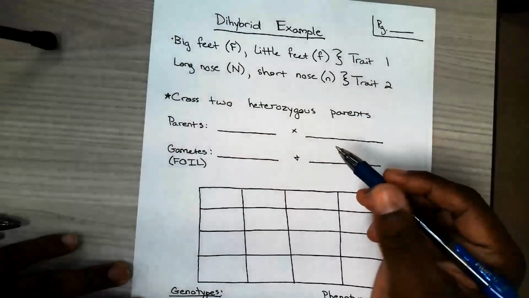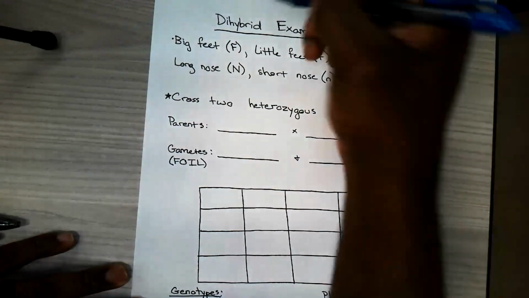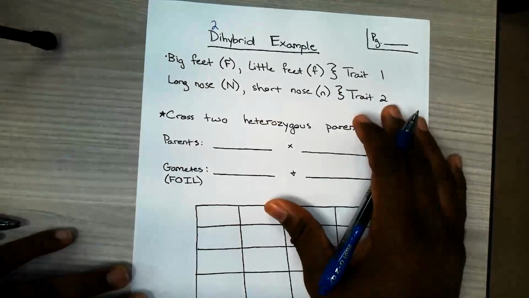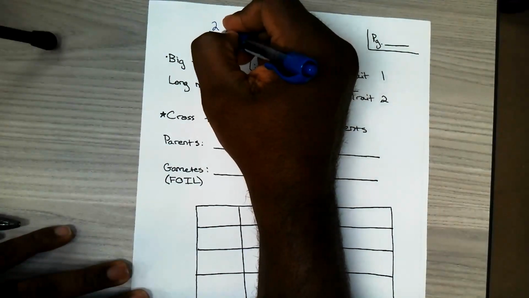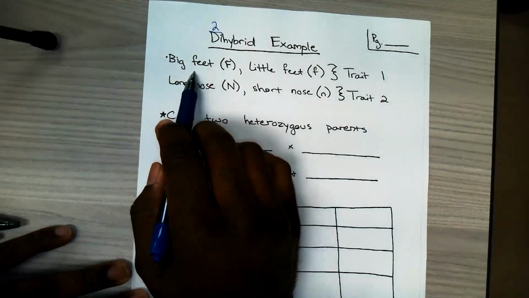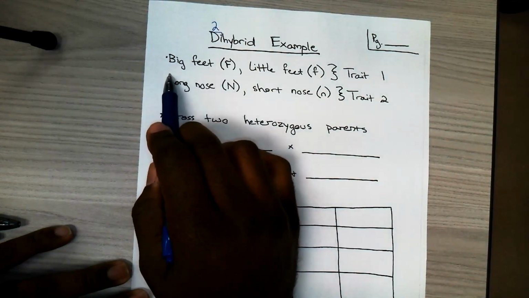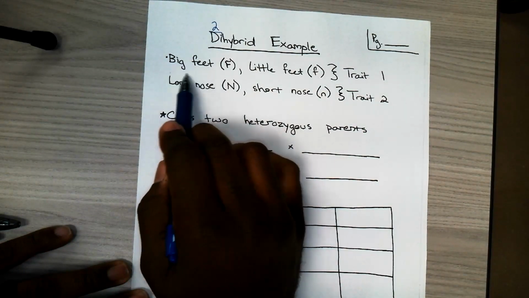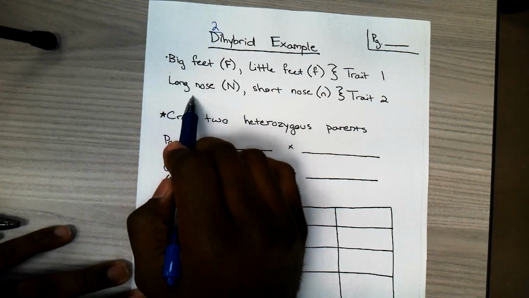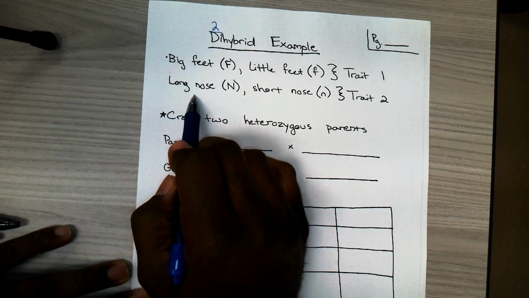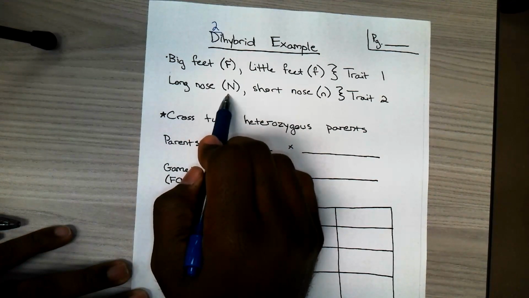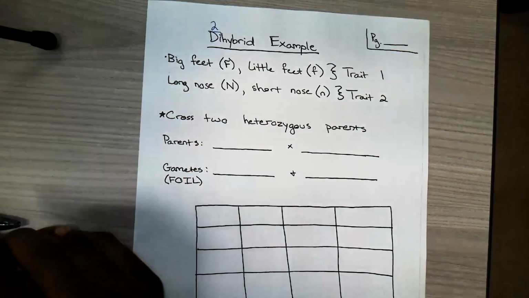So, first thing is we are looking at two traits. Remember, dihybrid, two, writing two up there, two traits, right? The first trait we're going to look at is big feet, where big F is dominant for big feet. Our second trait is a long nose, which is dominant, represented by the allele or the letter N. That is our second trait, right?